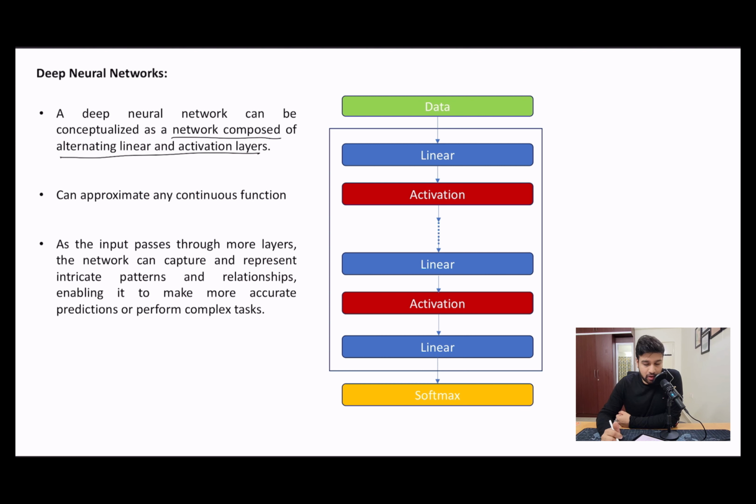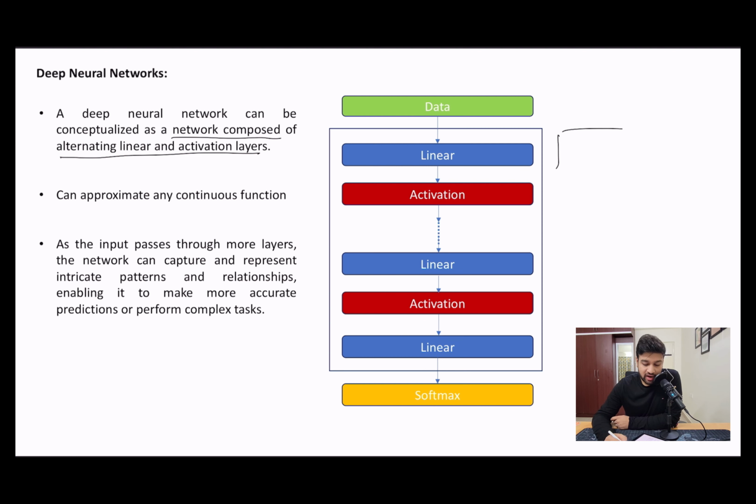Deep neural networks can approximate any continuous function, and as the input passes through more and more layers, the network can capture and represent intricate patterns and relationships, enabling it to make more accurate predictions or perform complex tasks. So what does that mean? It means that as you stack more and more layers, it is able to find very, very intricate features of the data set, learn on that, and make accurate predictions or classifications.